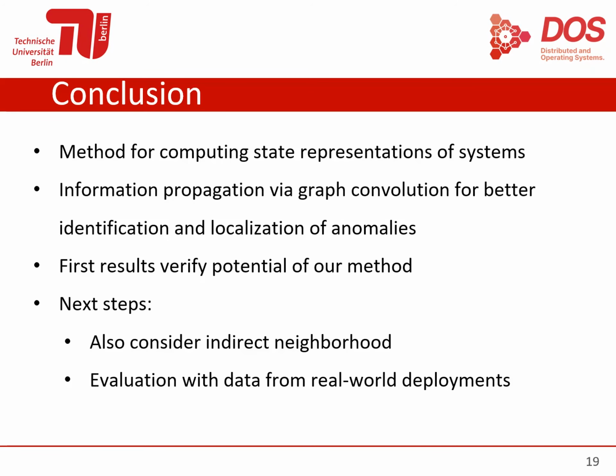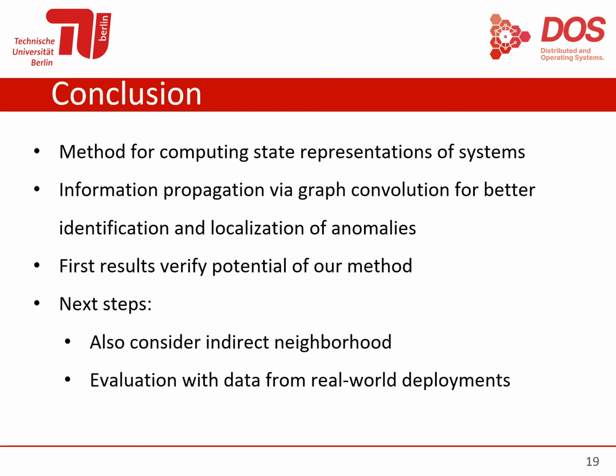In conclusion, we have shown a simple method for computing state representations of systems. This method is invariant to the number of KPIs that were initially recorded. Also, we have shown a way of propagating information via graph convolution for better identification and localization of anomalies.